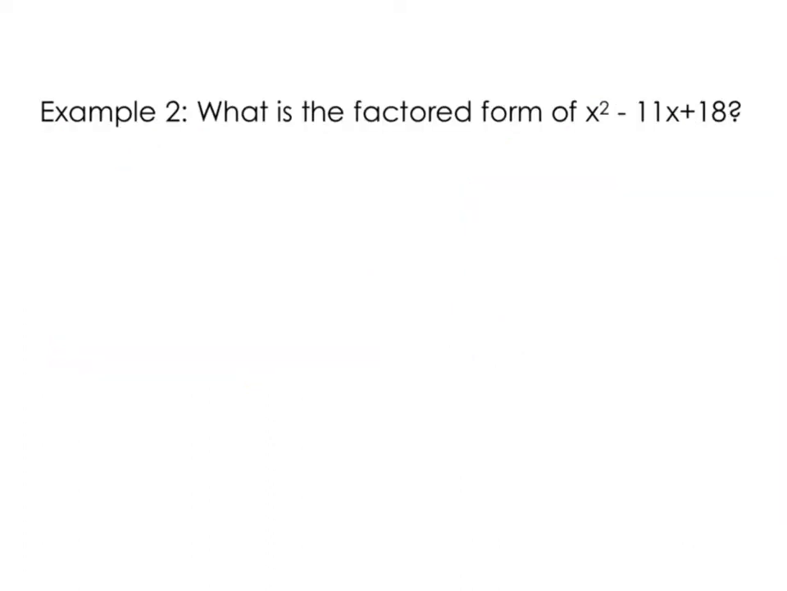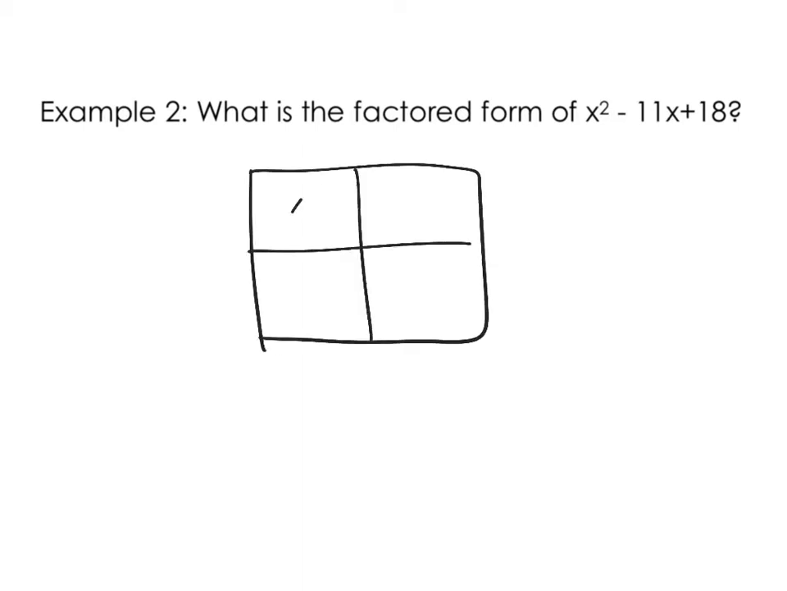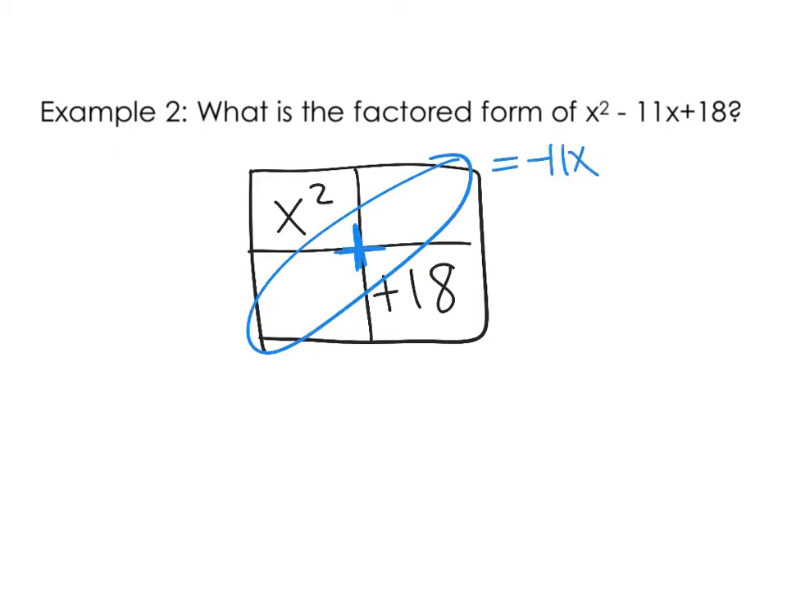Okay, trying the next example. Same process as what we have been doing, but now it looks like we're adding some negatives in there. So let's try this one out. We need to multiply to be x squared and multiply to be positive 18 with the diagonals adding to be a negative 11x.